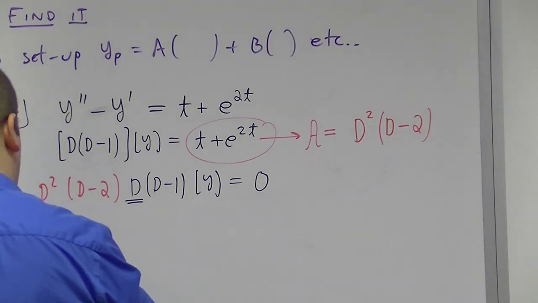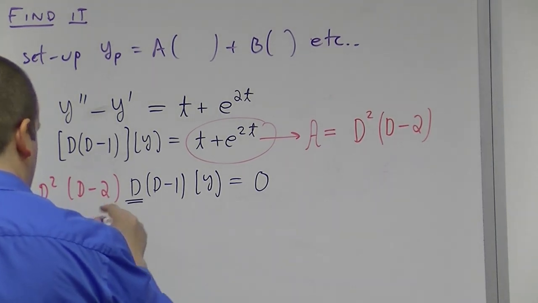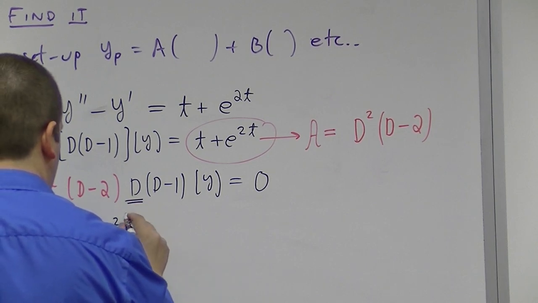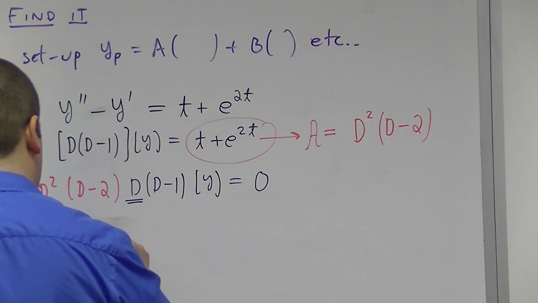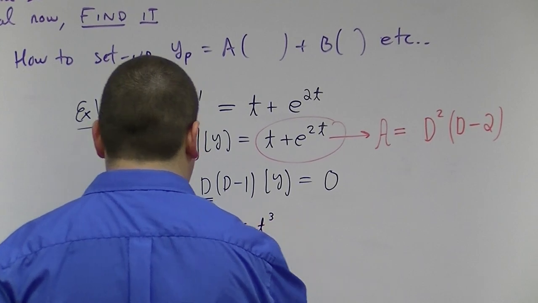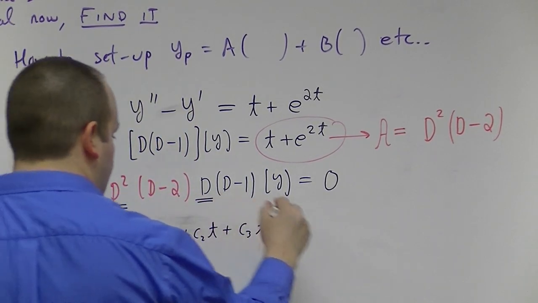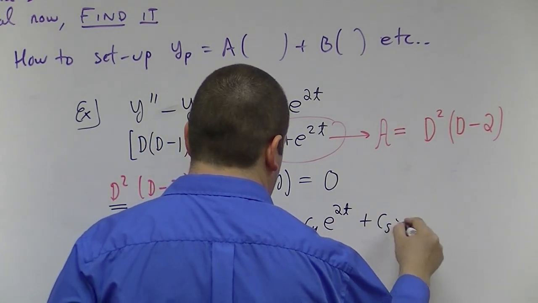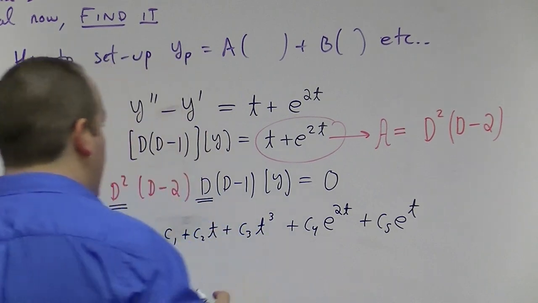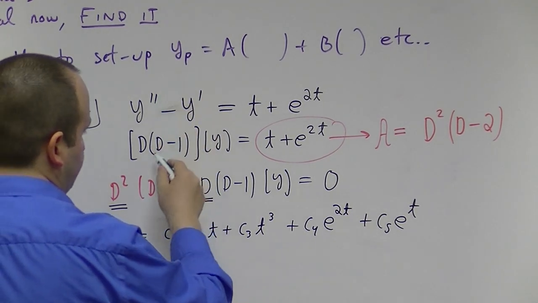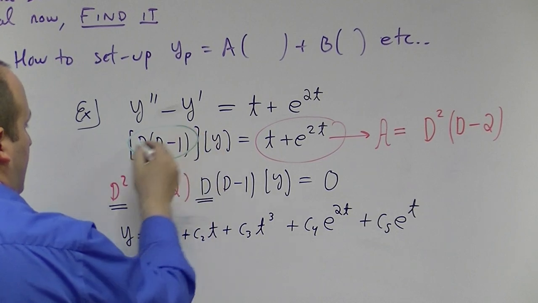So let's see here, I've got y equal to something like, I'll do the third one first, fine. So C1 plus C2 t plus C3 t squared, because I've got D cubed, right? Then I've got plus C4 e to the 2t plus C5 e to the t, right? Now, you should recognize some of these are the homogeneous solution, right? Which ones are making the homogeneous solution? I can see the homogeneous just from looking at this, right?